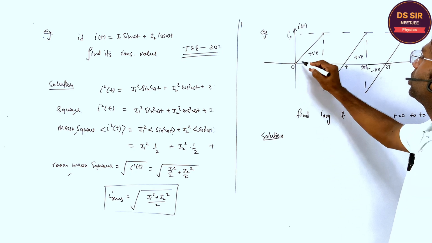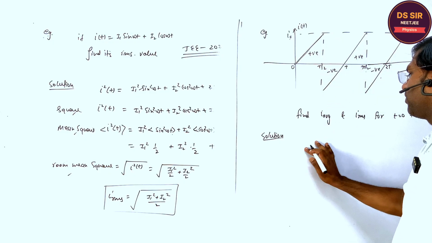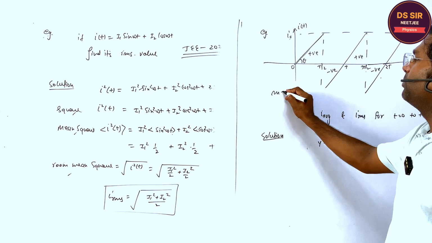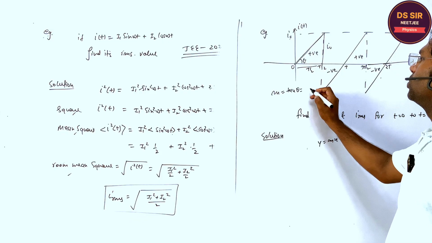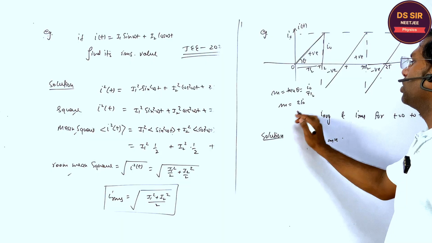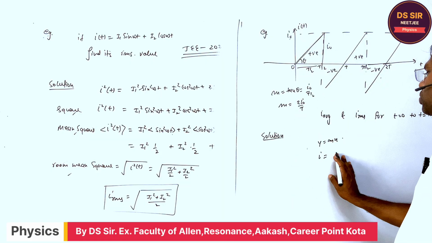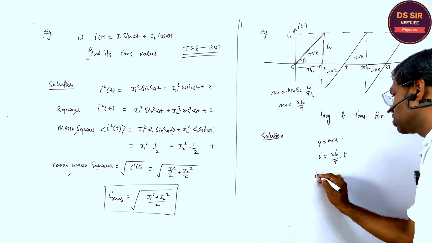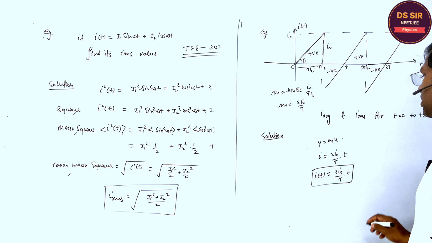For example, from 0 to T/2, what is the function? This is a straight line, right? So y is equal to mx, I will write. Can you find the slope of this? The m is equal to what? tan theta is perpendicular divided by T/2. So I naught upon T/2, the slope of this line is 2I naught upon T, right? So the current may be written as I is equal to 2I naught upon T into small t. Is it clear or not? So this is the current as a function of time t. Do you understand?